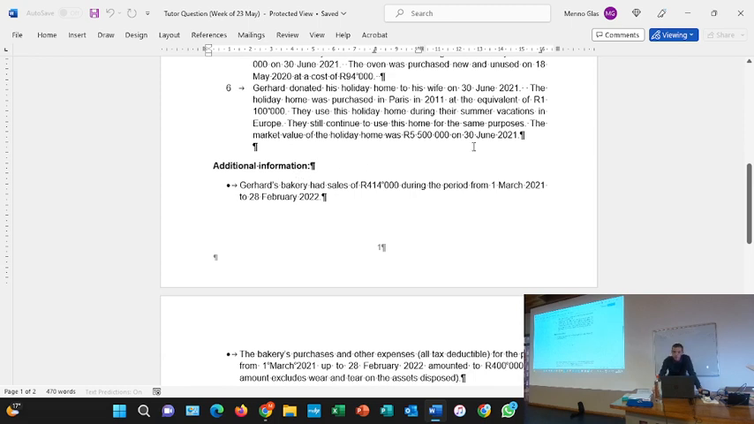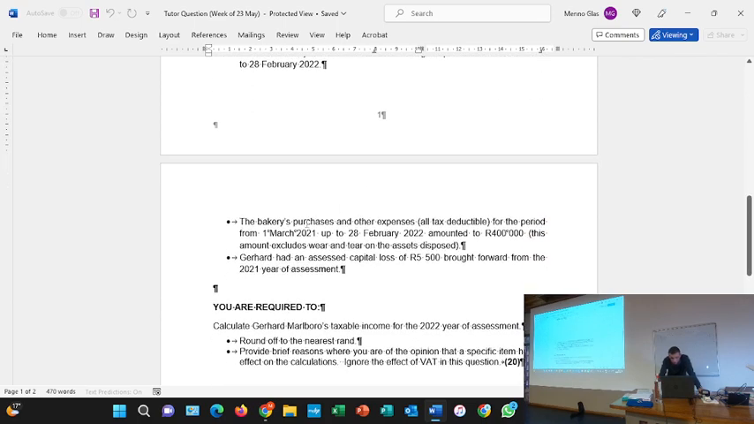Gerard's Bakery had sales of 414,000 during the 2022 year of assessment. The bakery's purchases and other expenses, all tax deductible for the period, amounts to 400,000. It excludes rental on the assets disposed of. Gerard had an assessed capital loss of 5,500 brought forward from the 2021 year of assessment.